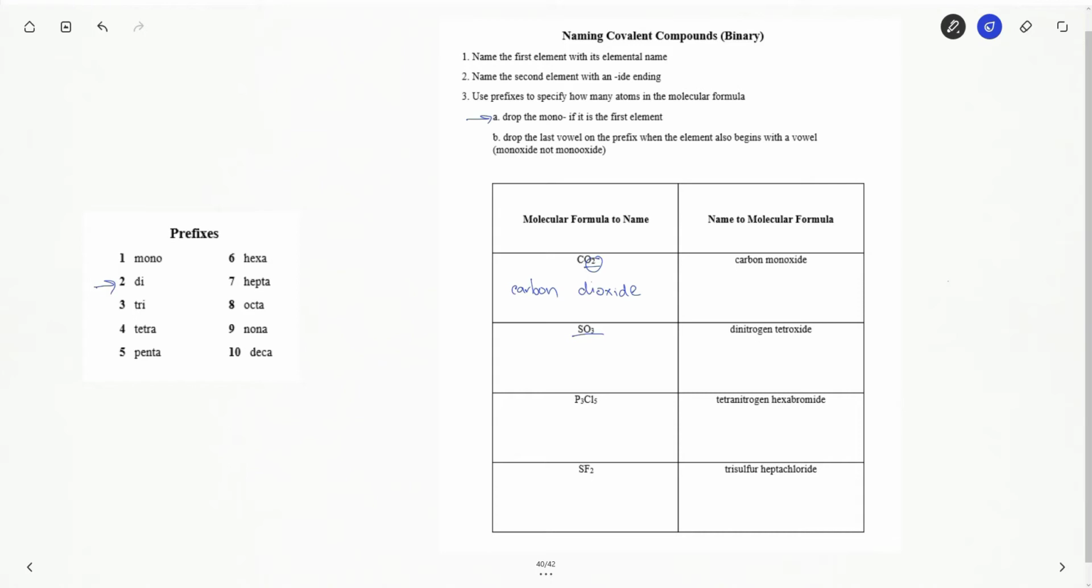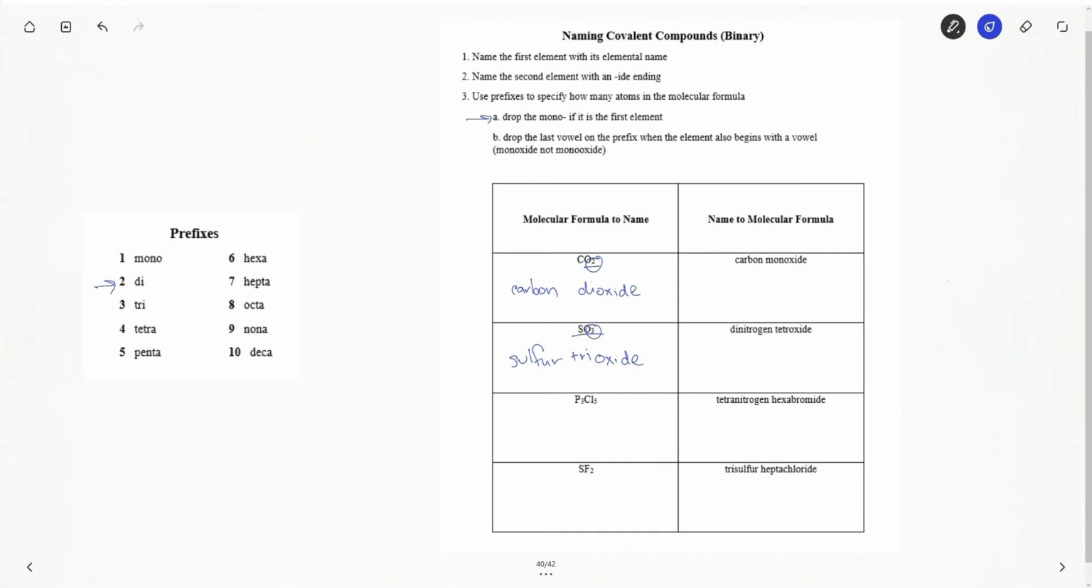SO3, S I know is simply sulfur. Again, oxygen becomes oxide. And now I need to use my prefixes to tell the reader how many of each of these atoms I have. The sulfur, I only have one. Again, I'm going to drop the mono there. My oxygen, I see that I have three, so this becomes sulfur trioxide.